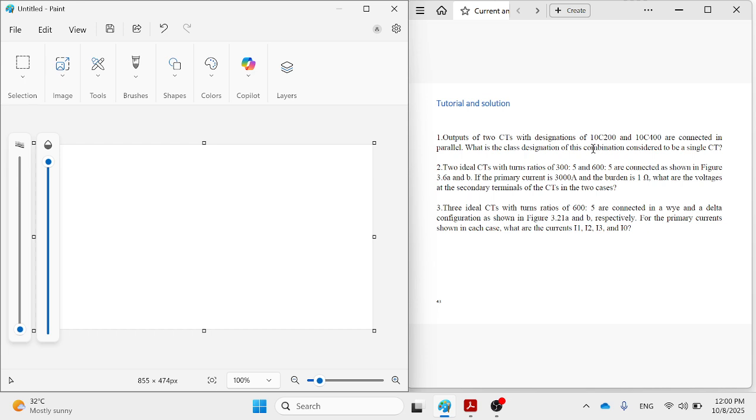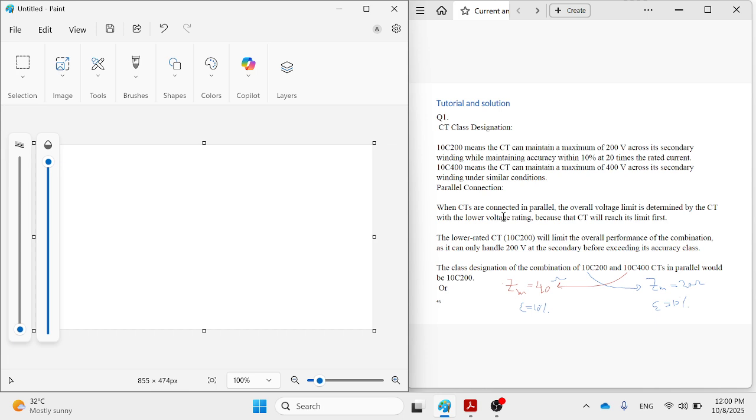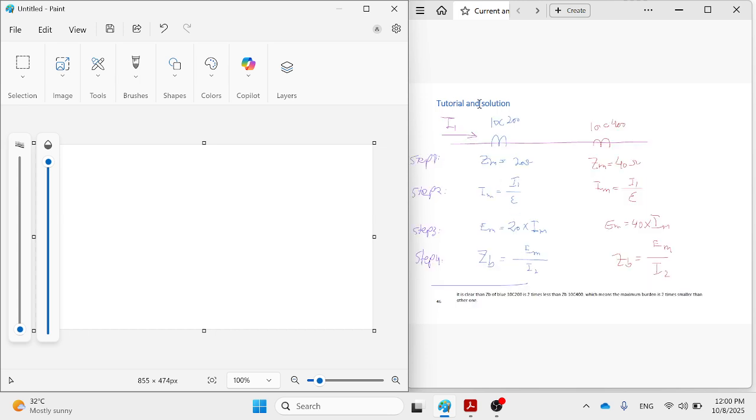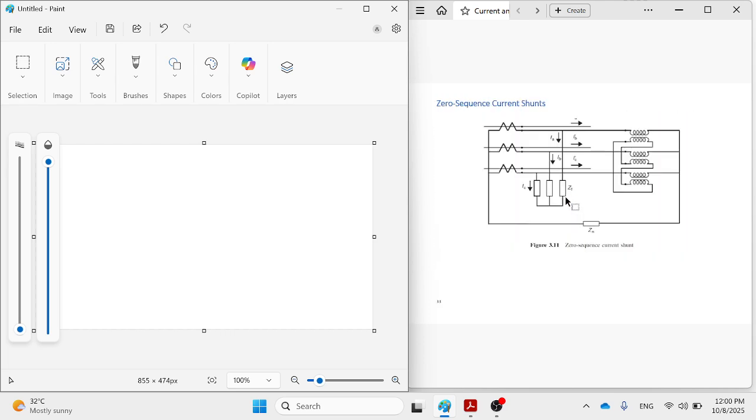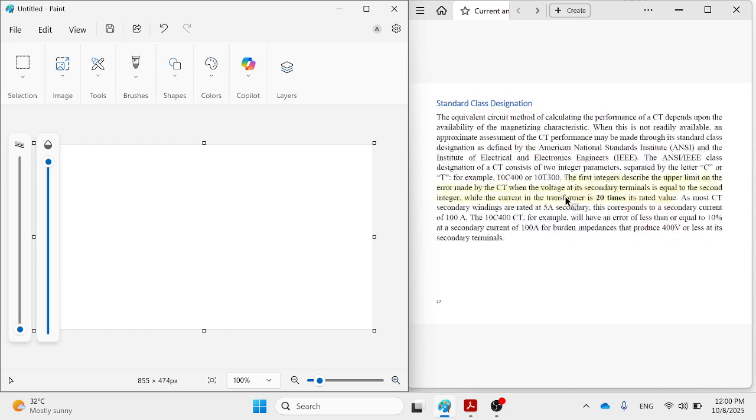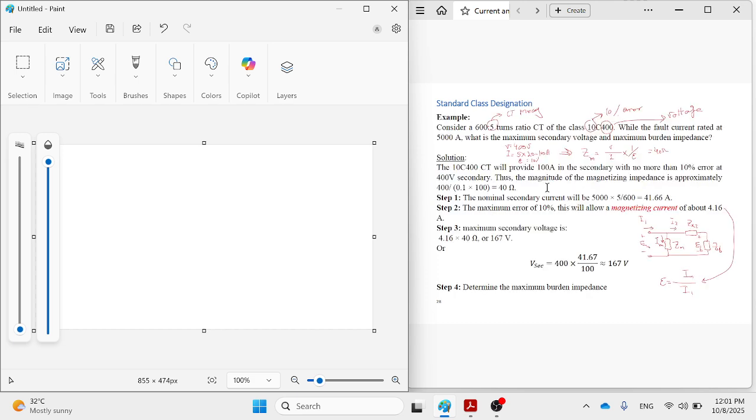For this combination, which CT reaches saturation, or is it okay, or is there a problem for the CTs? Okay, I provide the answer by myself here. You can see we have two classes of CT. One is 10C200 and the other one is 10C400, correct? You can follow this example. I do the steps for this example exactly.